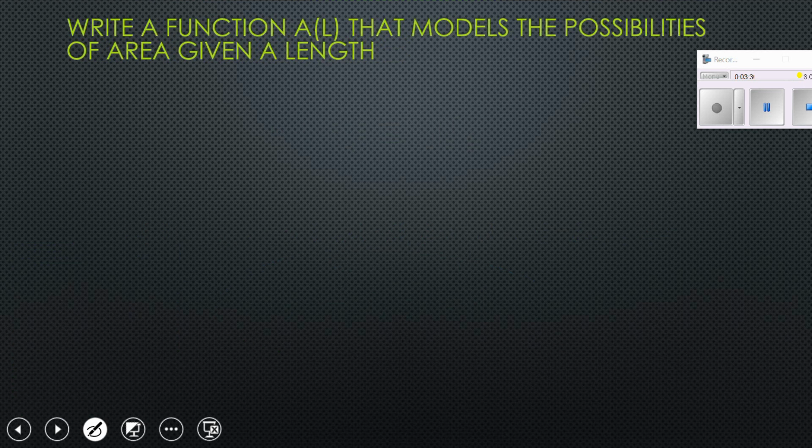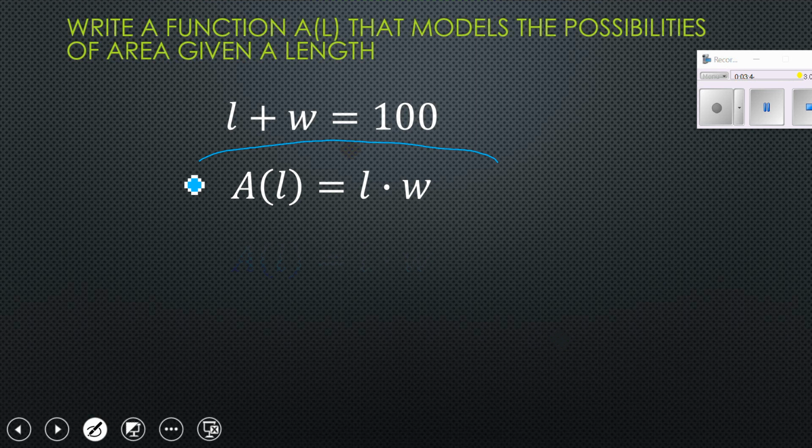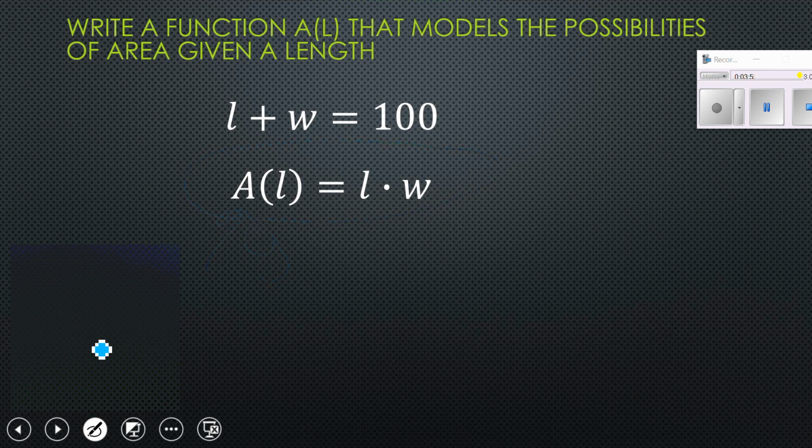Okay, so our next task is to write a function A of L that models the possibilities of area given length. The first thing we notice when we think about our A of L, so we use our relationship L plus W equals 100, is that A of L is kind of like a y. Notice we have three variables here: y, L, and W. And that's not something that we're going to be able to graph on a piece of paper or on Desmos or on our graphing calculator because it's got three variables. So we need to simplify the situation.